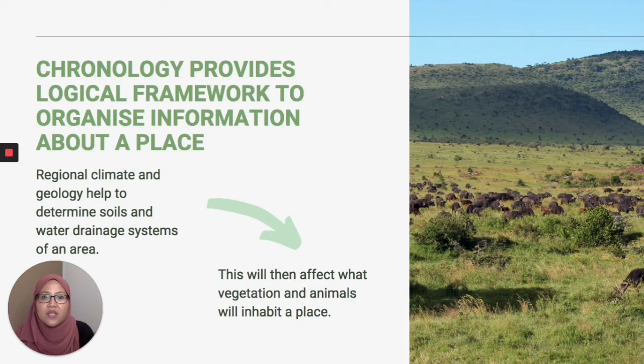occur in the place. For instance, regional climate and geology help to determine the soils and water drainage system of an area. And this will then affect what types of vegetation and animals will inhabit a place. We can take the Malaysian rainforest as an example, because our climate is tropical and we have hot and humid climatic conditions too. So the tropical rainforest can live and thrive in these climatic conditions.